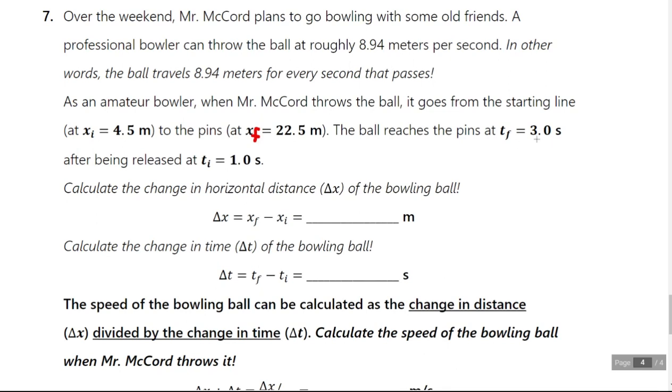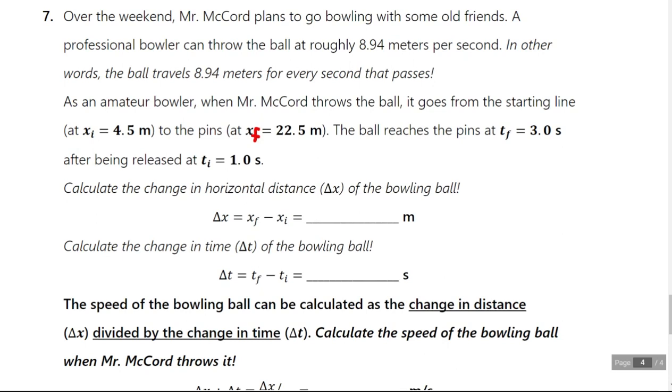And it takes 3 seconds to get there to the pins, starting when I release the ball 1 second after I start moving. So I've got the ball, I start moving. 1 second in, I throw the ball, and by the time we hit 3 seconds, the ball has reached the pins. In that time, from 1 to 3 seconds, the ball has gone from 4.5 meters onto the bowling lane, and it's reached 22.5 meters.